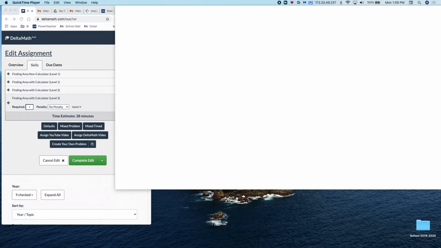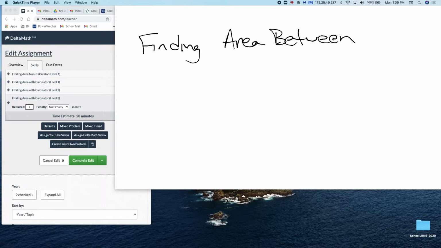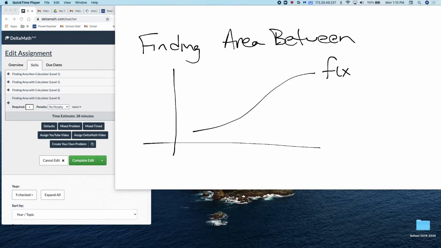Finding the area between two curves is really pretty straightforward. If you're given two curves, let's say this is f, and let's say this is g.